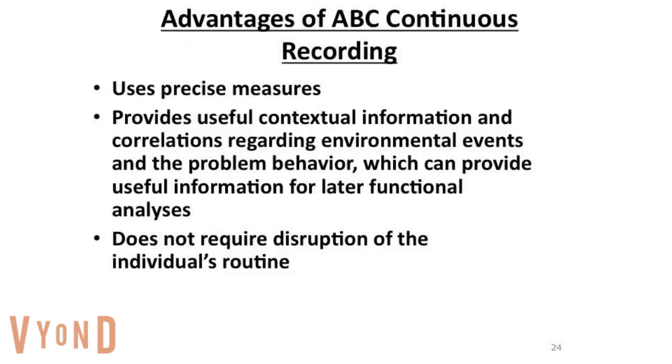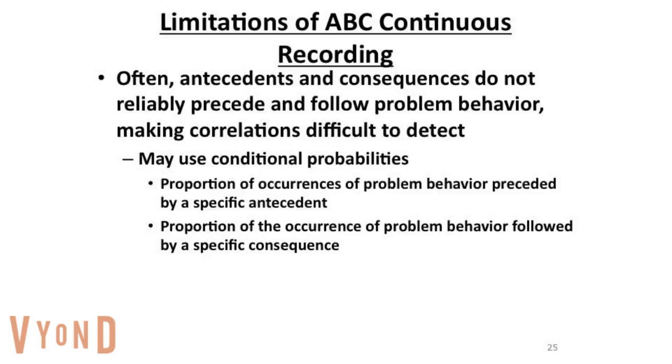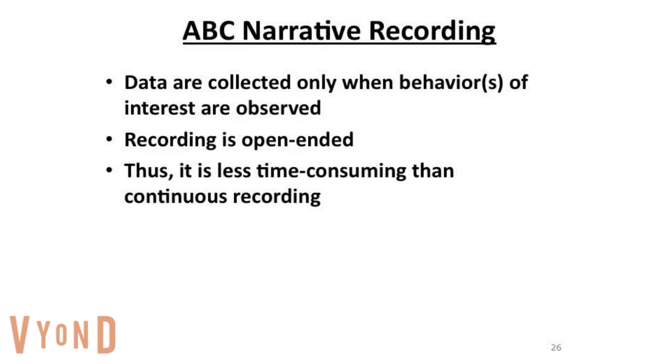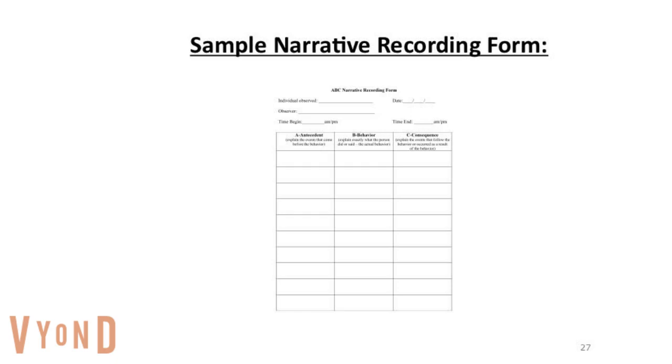Advantages of ABC recording is that it uses precise measures and provides important information regarding the environment and context of a problem behavior. It also does not interrupt one's routine or environment. Some limitations of ABC continuous recording include antecedents and consequences not always happening right before or right after a problem behavior. ABC narrative recording is when the observer writes down behaviors as they occur. It is open-ended and is less time-consuming because it only covers problem behaviors as they occur. Here is a sample narrative recording form.